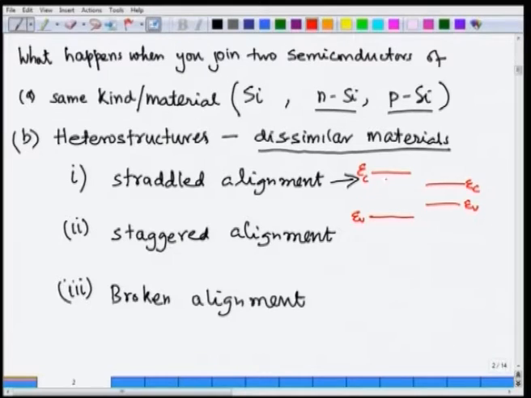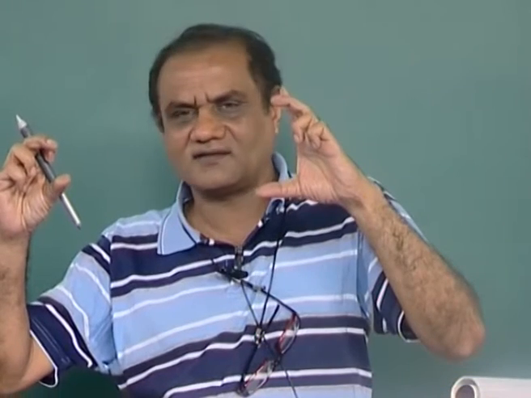For example, this could be aluminum gallium arsenide, whereas this may be gallium arsenide. So this was a smaller band gap, and this straddled alignment means that within the large band gap, the second material has its alignment somewhere in the middle, between its EC and EV, as I have shown in this picture.